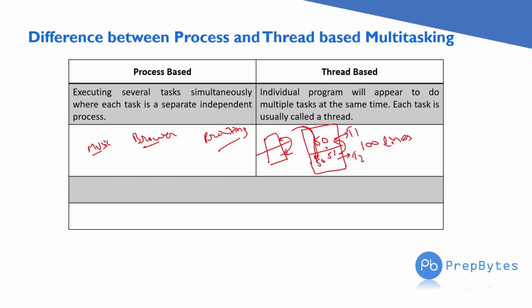So each task is usually called a thread. This is the difference between process-based multitasking and thread-based multitasking. Here the processes are different. Here the process is the same, but inside that process the tasks are different, and each task is called a thread. Fine, I think it is very clear.